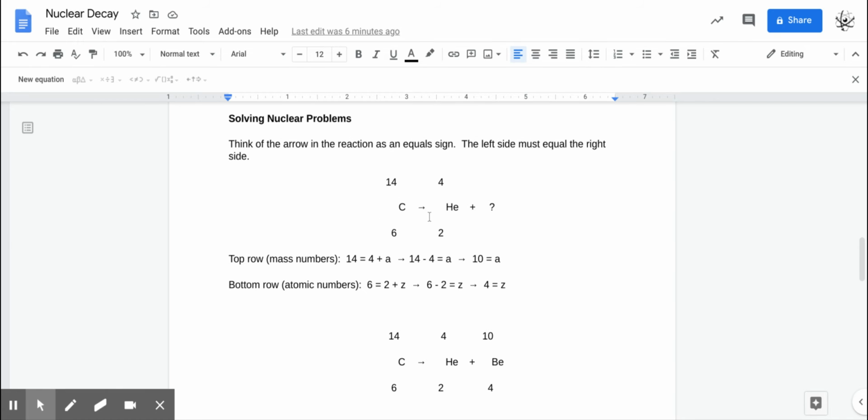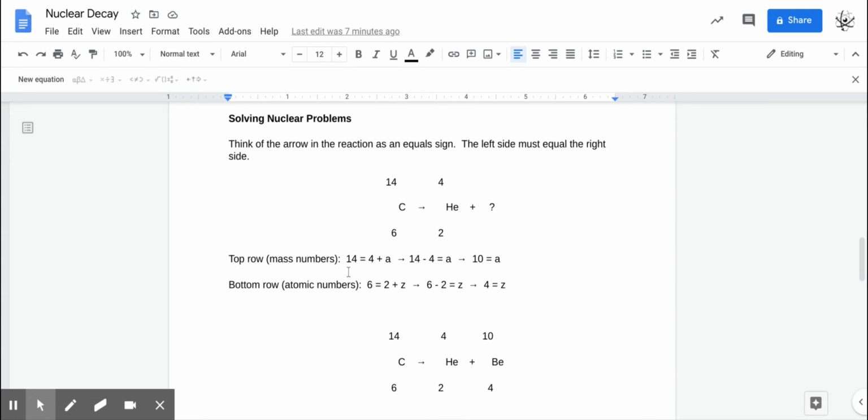So as I mentioned, we want to think of the arrow as the equal sign, and we always want the left side to be equal to the right side. So in this first problem, carbon-14 is my parent, and I'm spitting out an alpha particle, or the helium-4 nucleus. And I want to know, what is the daughter atom going to be? Well, first I need to solve for the missing mass number on the top and the missing atomic number from the bottom.